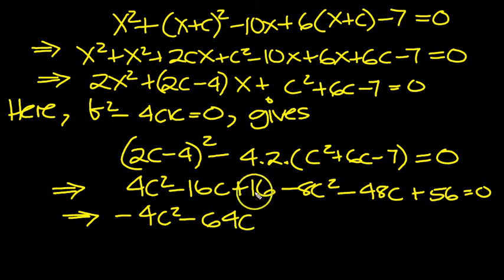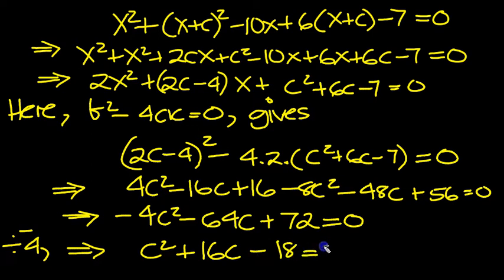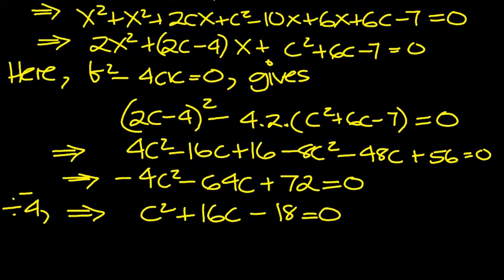And then we've got our constants. We've got a 16 and a 56. Add them together, we get 72 equals 0. So let's just double check that. These two c squareds make minus 4 c squareds. The c's, minus 16 minus 48, and then the constants, we get 16 and 56, 72. Divide by 4 all the way through, divide by minus 4 is best, c squared plus 16c minus 18 equals 0. So there's our quadratic. This is the condition on c then.